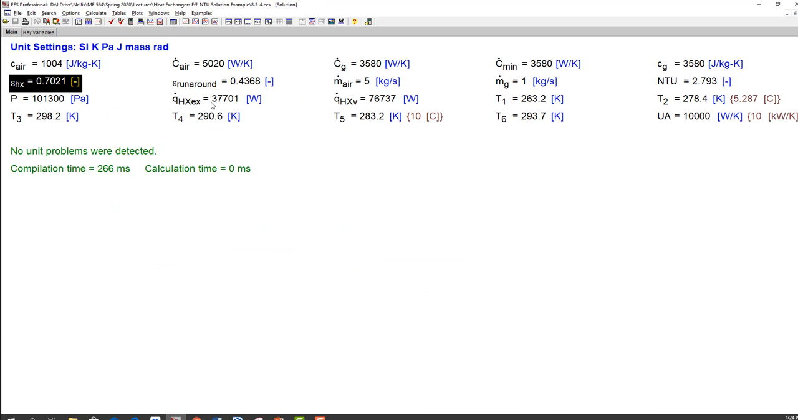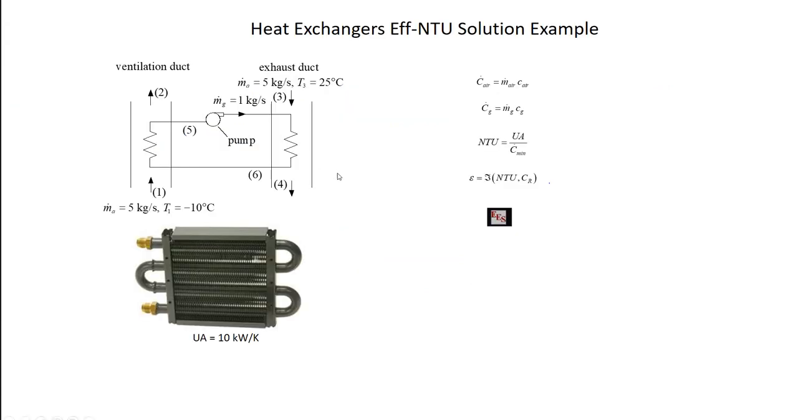Okay, so what that says is that both of these two heat exchangers, the ventilation heat exchanger and the exhaust heat exchanger, are giving me about 70% of the maximum possible performance. The outlet temperature of the minimum capacitance fluid is not going to reach the inlet temperature of the other fluid. It's going to be 70% of the way there. All right, so that's the first part.